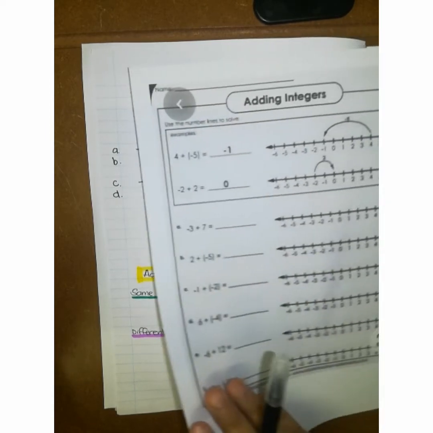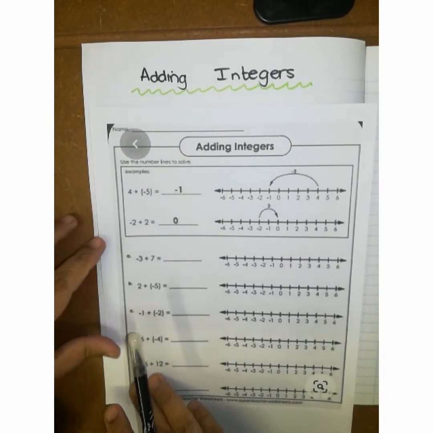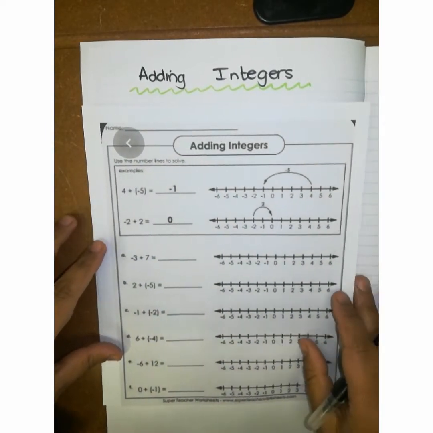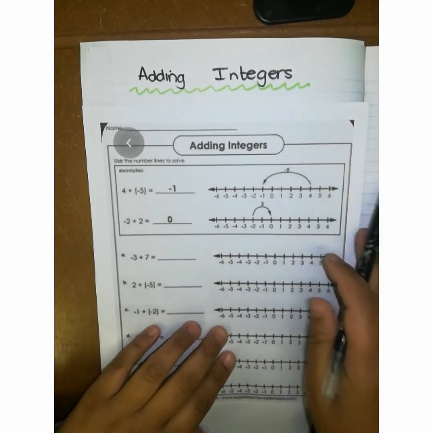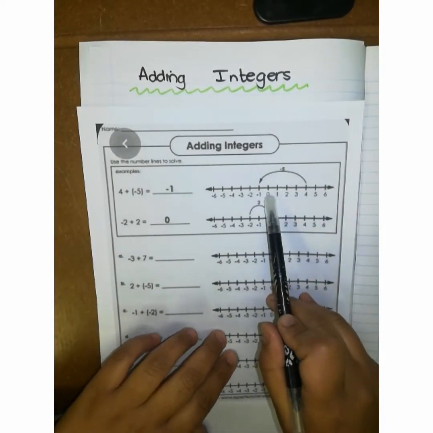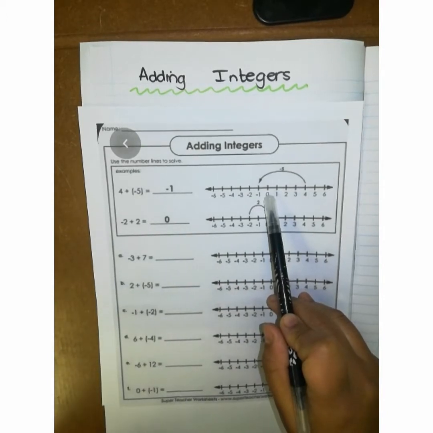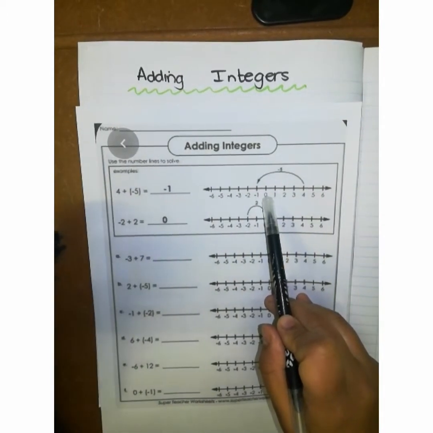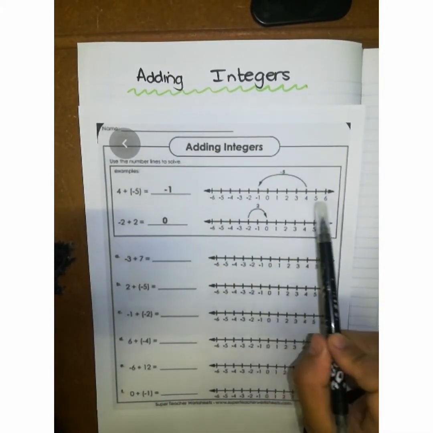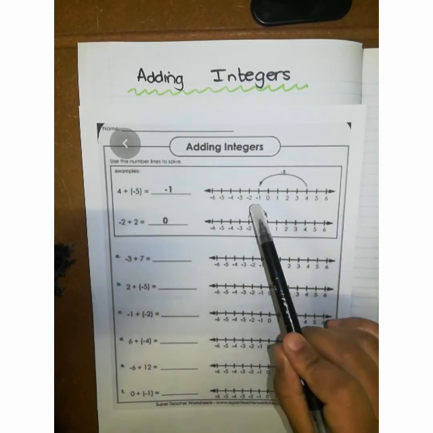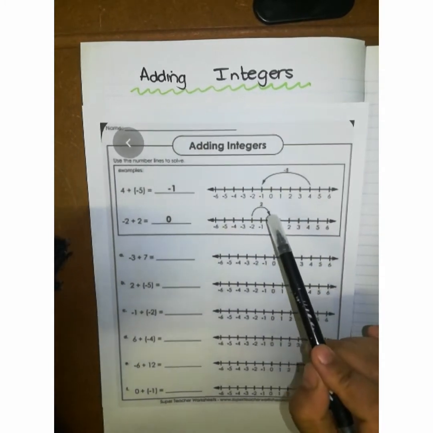Because we're starting off with this section, we will use number lines, like we did before. We have our number line, but it's an integer number line. So we're going to have our midpoint 0. We will have our positive numbers to the right, our negative numbers to the left.